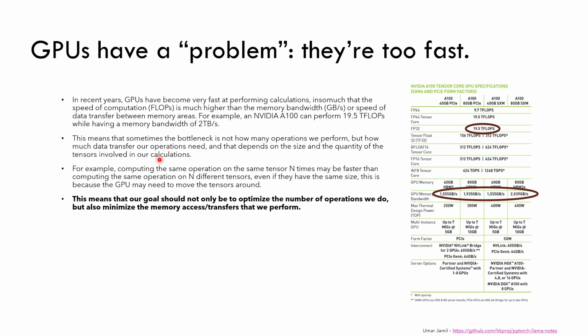If we do some multiplications in the CPU, or we read some data from the hard disk, reading from the hard disk is much slower than doing a lot of computations on the CPU. And this is a problem.